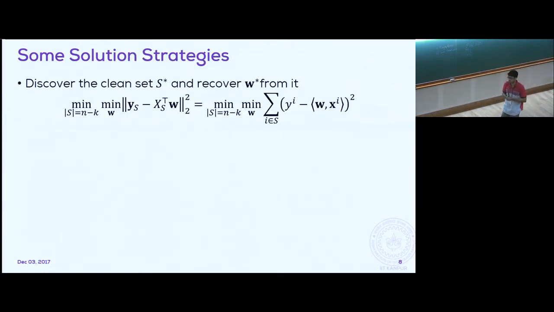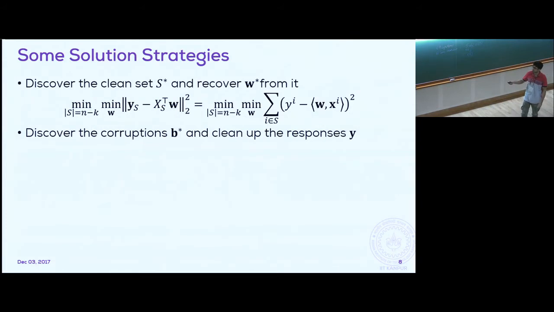I'll assume K to be known. For the purpose of this talk, I'll assume that K is known. If K is not known, you can cross-validate for K. This is a binary search that is not that expensive.